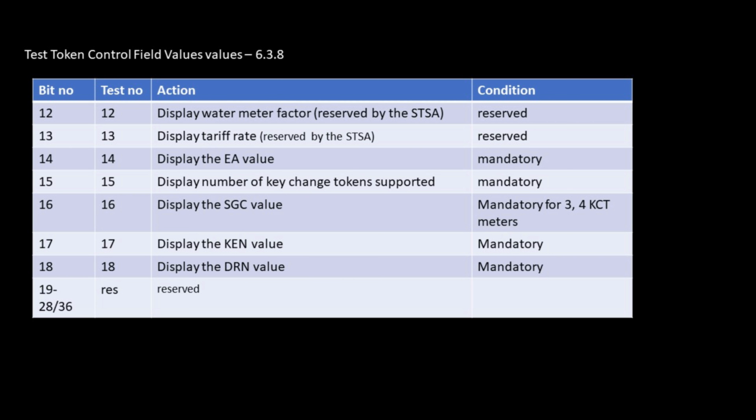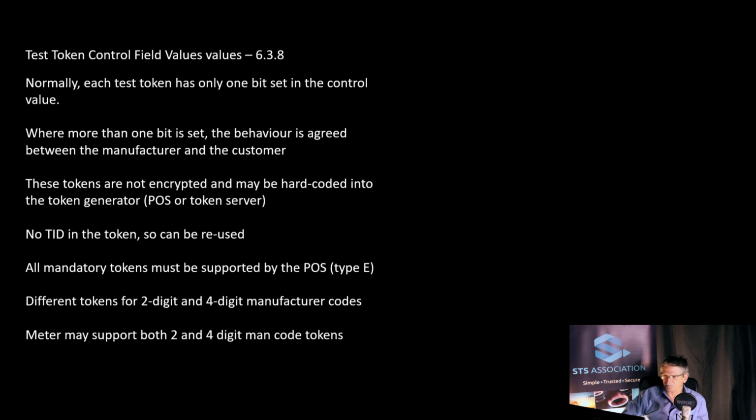This is one of the changes that was made between STS edition 2 and STS edition 3. We added a few of these mandatory fields for the test tokens. Bits number 19 to 28 or 36 are all reserved.